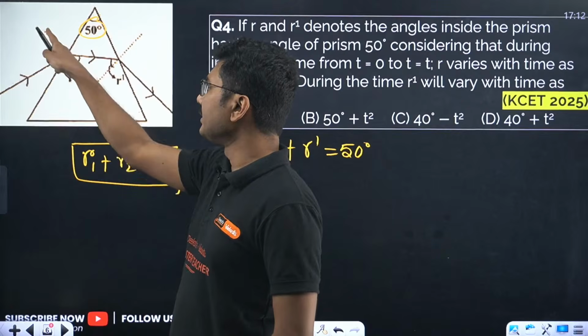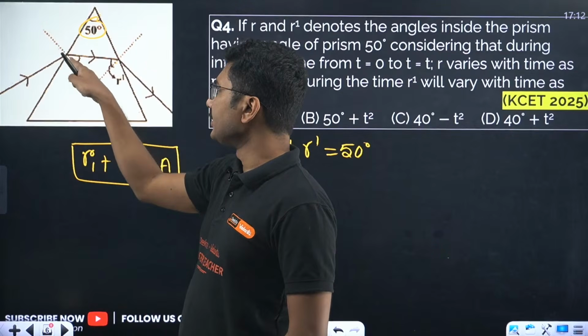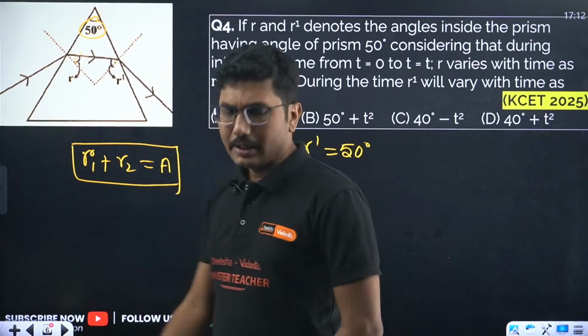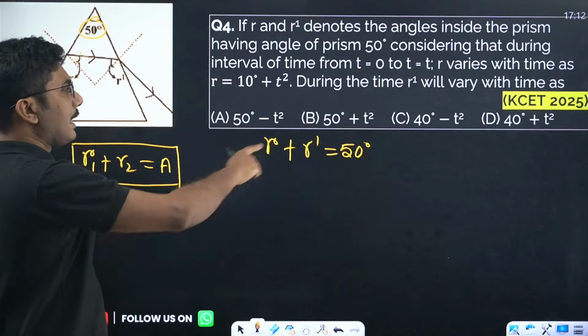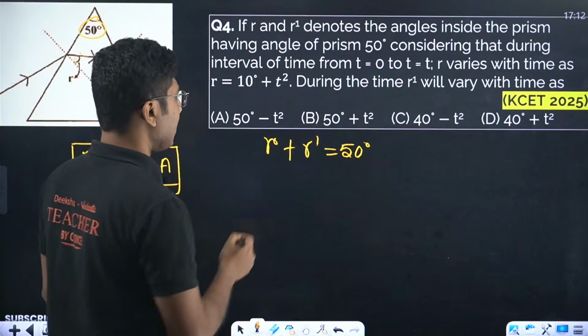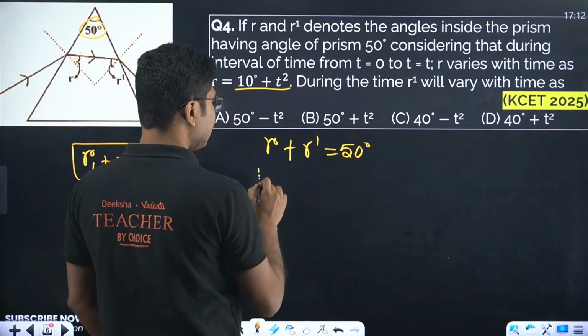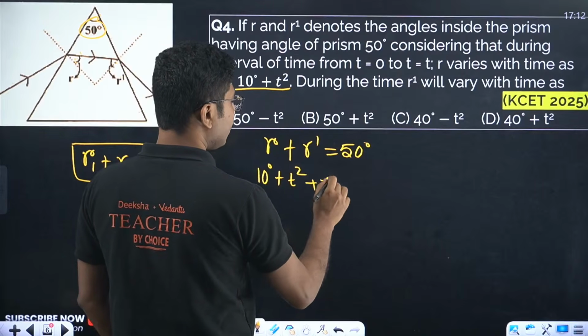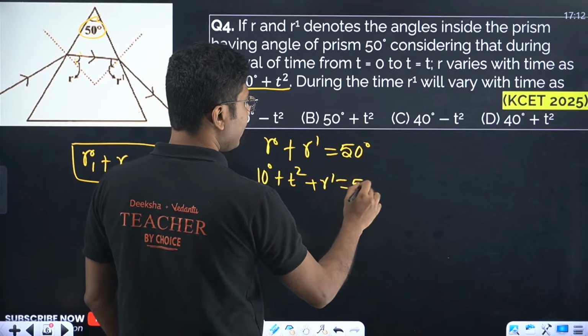Okay, the fact that this is normal means these two angles are 90 degrees, and it can be shown easily. So now we know that R plus R1 is equal to 50 degrees. Now in the question, R is given as 10 degrees plus t square, plus R1. Very easy question, 50 degrees.